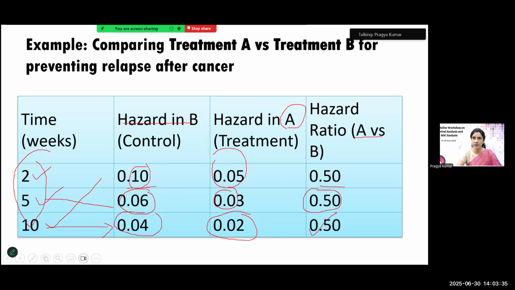So what do I mean by that? With the passage of time, as time increases from 2 weeks to 5 weeks and 10 weeks, there might be a change in the hazard in the two groups. But if you take out the ratio, here it is showing exactly the same, but in practice it is nearly the same. So that is the proportional hazard assumption.